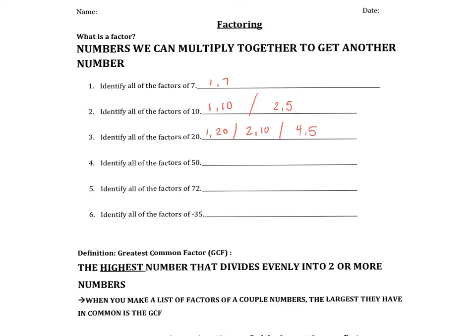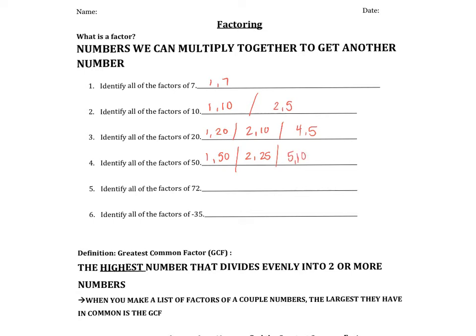So we are going to go on to identifying the factors of 50. Like I always said, 1 and the number itself, so in this case, 1 times 50. Does 2 fit into 50 evenly? Yes, it does. 2 times 25. Does 3 fit into 50 evenly? No. Does 4? No. Does 5? Yes. 5 times 10 gets us to 50.